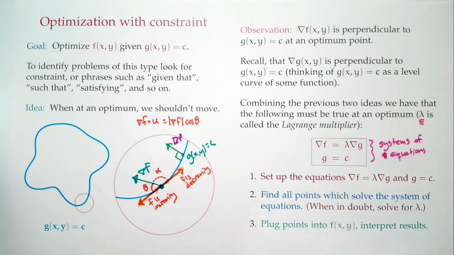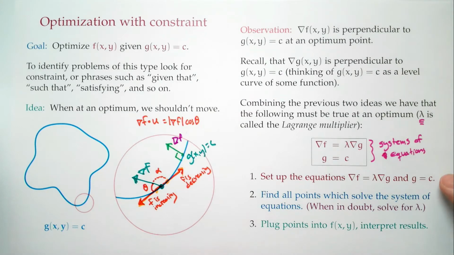So here's what we do. When we have a question of this type, the way to identify questions of this type is we say, okay, we have a constraint. We look for words like given that or such that, or it says optimize this function given that this function is true. Okay, so when we have a problem of this type, we set up our equations.